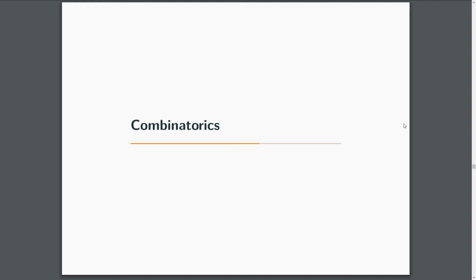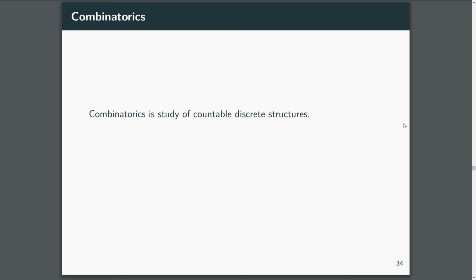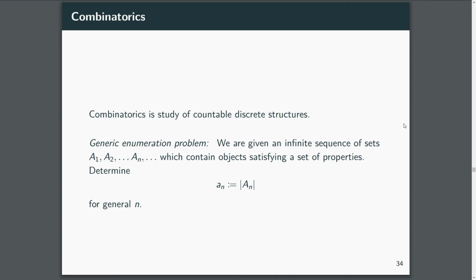Okay, combinatorics. That's the study of countable discrete structures. So we usually have some enumeration problem. We're given an infinite sequence of sets, a1, a2, up to an, maybe up to infinity, which contain objects satisfying a set of properties. And we want to find the number of items in each set, so just the size of the sets for a general n.